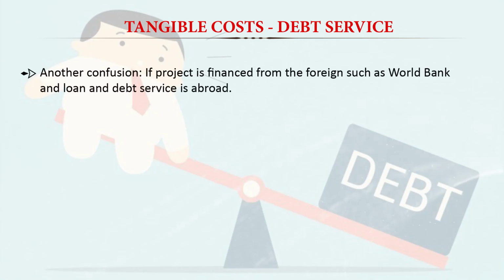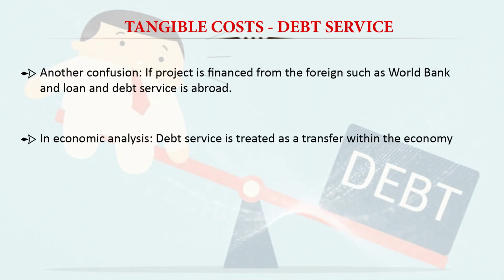Then another confusion when we have the debt service as a cost is if the project is financed from a foreign agency such as the World Bank, where the loan and debt service are from abroad. In that condition, basically in economic analysis we have the assumption that all the resources we are getting are from domestic resources, and we are also giving the return to the domestic. So that's why that is considered a transfer payment.